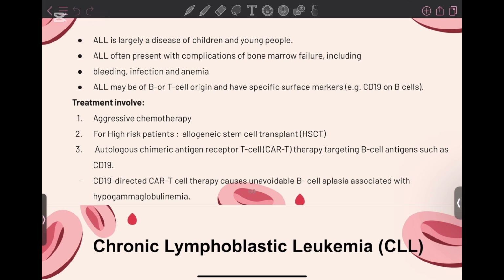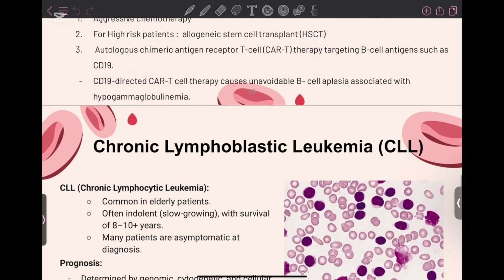CD19 directed CAR-T therapy causes unavoidable B-cell aplasia associated with hypogammaglobulinemia. So why do we have hypogammaglobulinemia? Because the plasma cells are the ones that are going to give us the gamma globulins. If we kill those B cells, we're not going to have gamma globulins anymore.